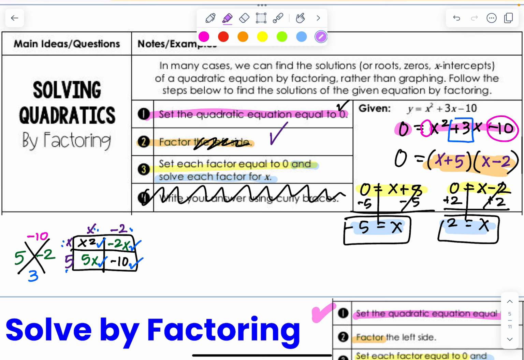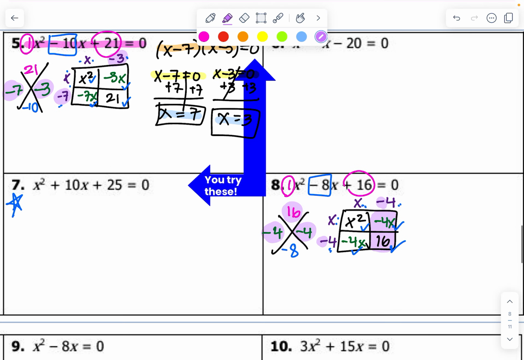That's something I just noticed right now. Positive 5, negative 2, positive 5, negative 2. How cool is that, you guys? That's amazing.